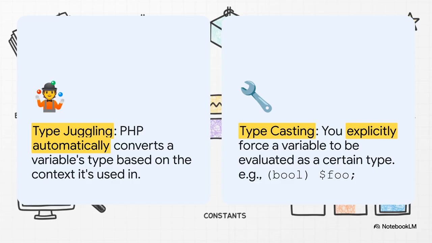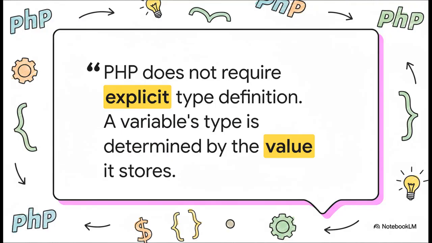Like, it'll happily turn the text string 5 into a number if you try to add it to something. Then there's type casting, which is when you take control and manually force a variable to be treated as a different type. And that brings us to a really important idea you have to grasp. PHP is flexible. It adjusts types automatically, but it's your job to stay in control. This flexibility is amazing, but if you're not paying attention, it can lead to some really unexpected behavior.